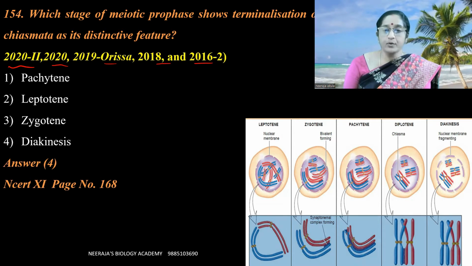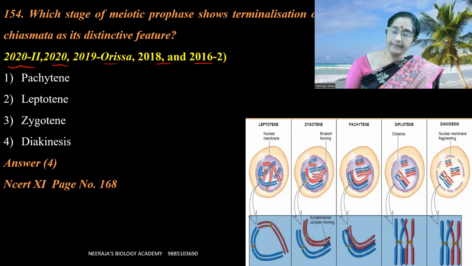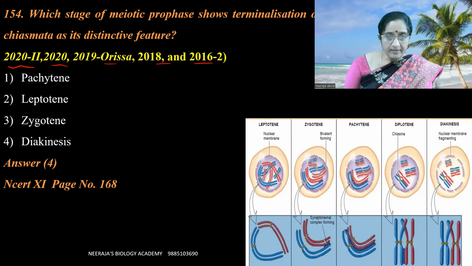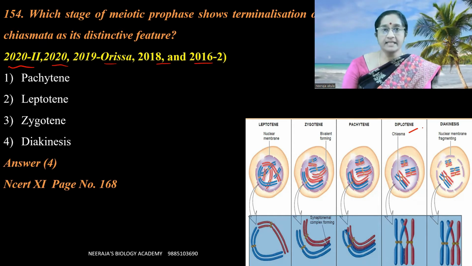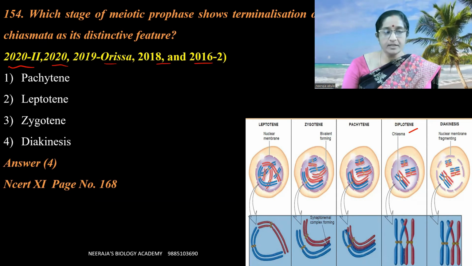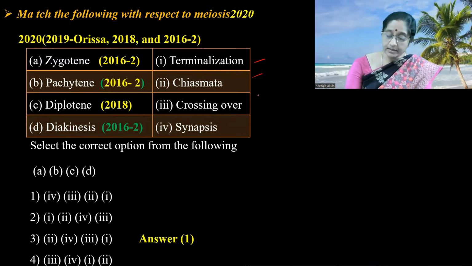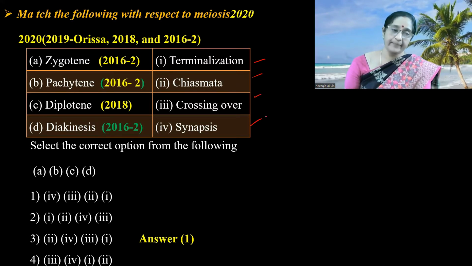During the leptotene stage, condensation of the chromosomes takes place. Bouquet formation, the bouquet stage, is observed during the leptotene stage. Pairing of homologous chromosomes occurs during the zygotene stage. During the pachytene stage, crossing over takes place. In the diplotene stage, X-shaped chiasmata are observed. The terminalization process is associated with the diakinesis stage. In 2020 also, we got a question in the form of match the following.